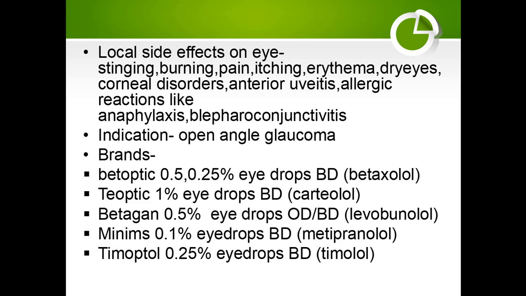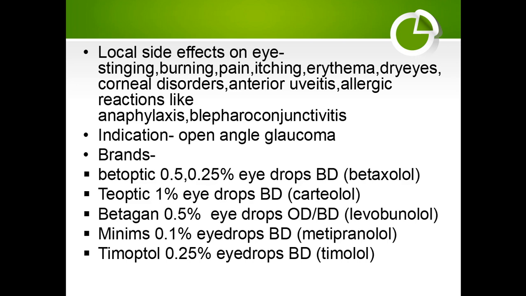Dry eyes, corneal disorders, anterior uveitis. Uvea is the middle layer of the eye. So uveitis is the inflammation of the middle layer of the eye. Allergic reactions like anaphylaxis, blepharoconjunctivitis. Blepharoconjunctivitis combines the features of blepharitis as well as conjunctivitis. Blepharitis is the inflammation of the eyelid where eyelashes are affected, tear production is affected, and conjunctivitis is the inflammation of the conjunctival layer of the eye. So for indications, beta blockers are used in open angle glaucoma.